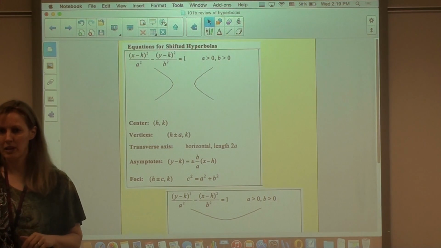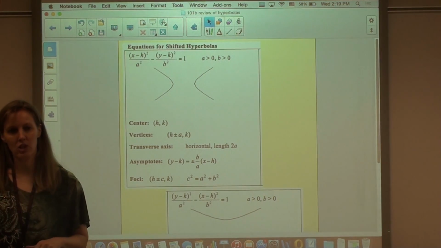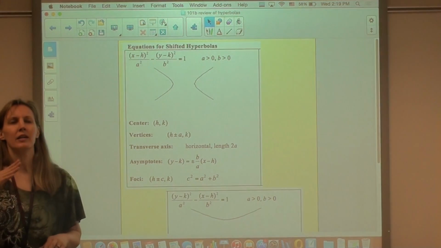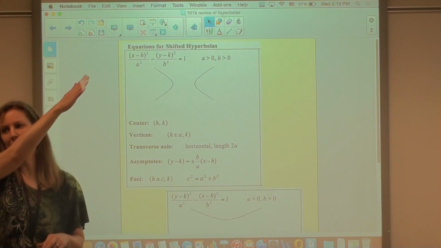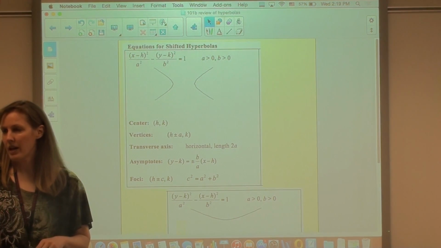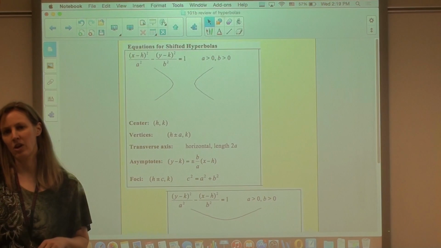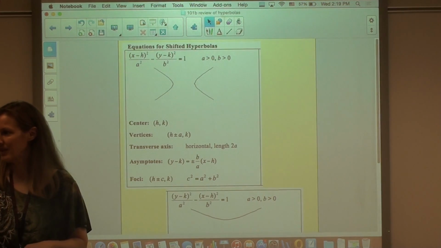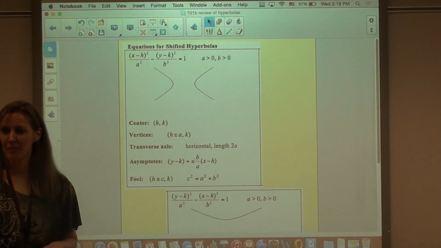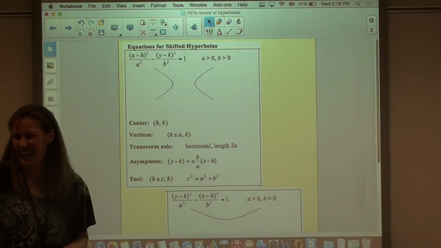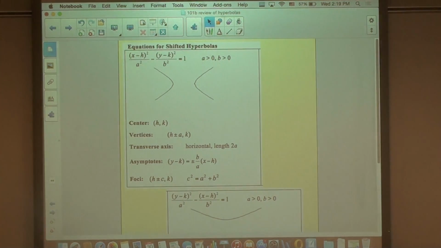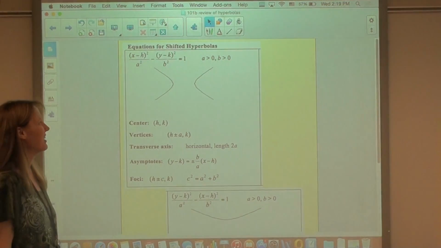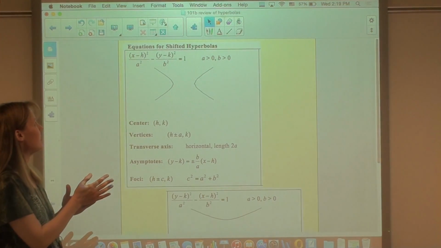Circles are parallel to the base, right? A parabola is actually parallel to the slant of the cone, and then an ellipse is like a slant that's not parallel. So anyway, here we go.